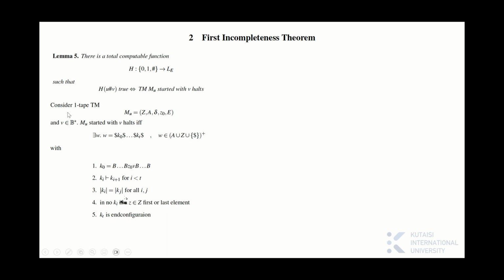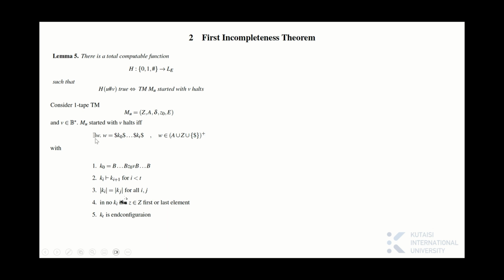What I want to do now is to say the sentence "MU started with V halts" in the language of natural numbers. In order to do this, first I want to decipher what it means. What does it mean that MU on V halts? MU, which is a Turing machine with states, alphabet, transition function, start state, and end state, halts on V means the following.